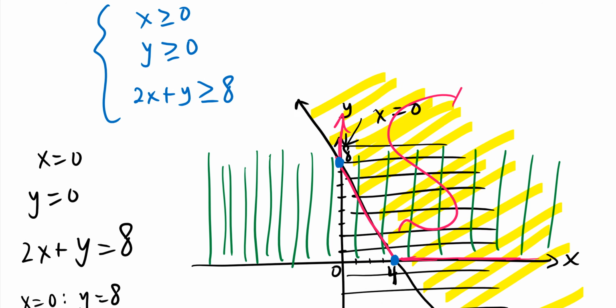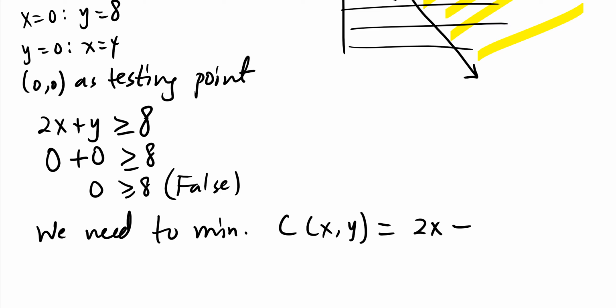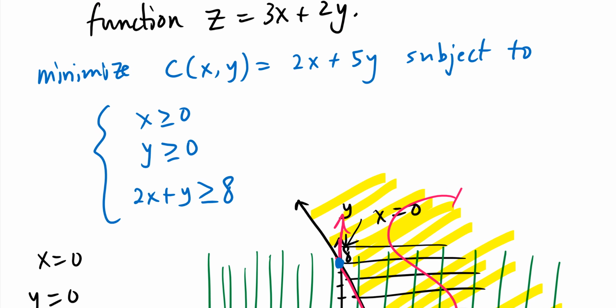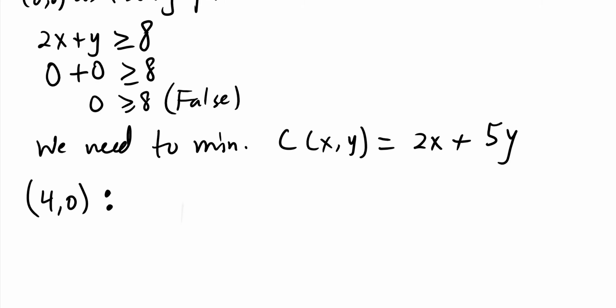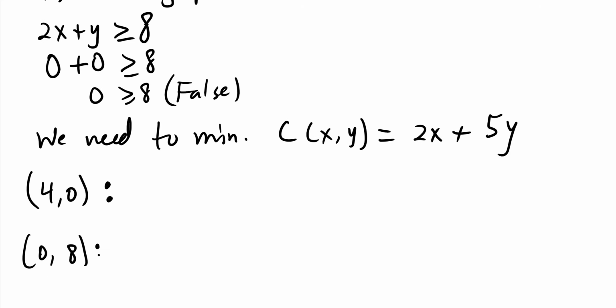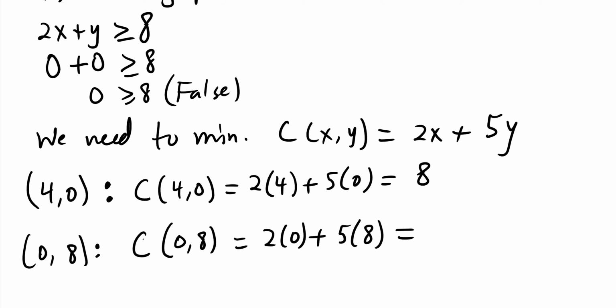But to minimize, we need to minimize 2x plus 5y. We need to minimize c of x, y, which is 2x plus 5y. Let's see how we're going to minimize this. We have 2 points: the first point (4, 0), and the other point (0, 8). Those are the only 2 corner points that we can check here. If you substitute (4, 0), that gives us 2 times 4 plus 5 times 0, which is 8 plus 0, 8. C of (0, 8) is 2 times 0 plus 5 times 8, so that gives us 40.